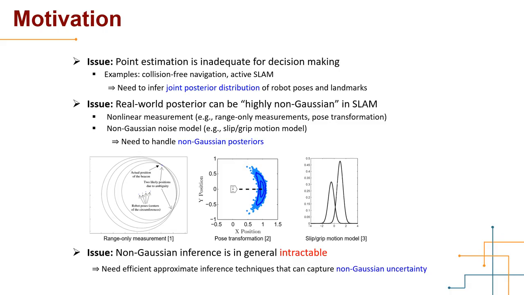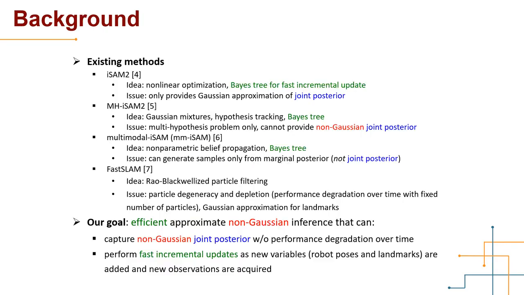The third issue is that non-Gaussian inference is in general intractable. So, we need efficient approximate inference techniques that can capture non-Gaussian uncertainty. There are many existing inference algorithms designed for SLAM problems. iSAM2 is known for using the Bayes tree for fast incremental update. However, it only provides Gaussian approximation of joint posterior.